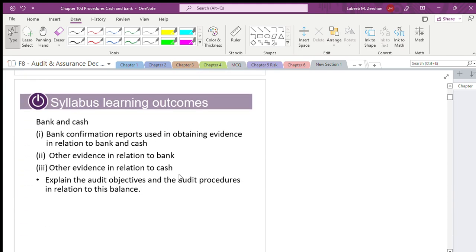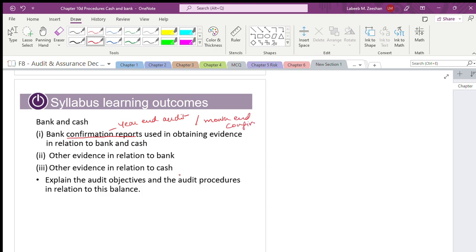When we are talking about the bank, we have to get bank confirmation reports. This is very important when you are doing the year-end audit. Bank confirmation is very important. In some cases, month-end confirmation is also important.